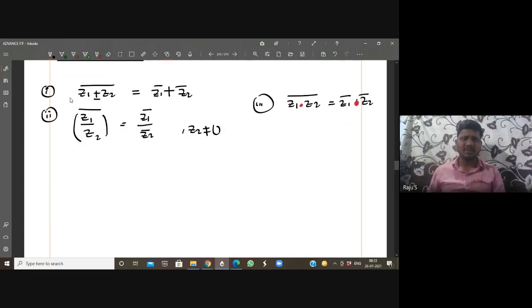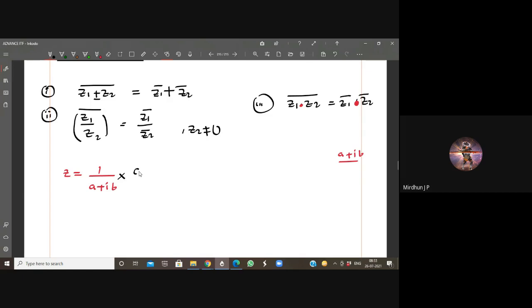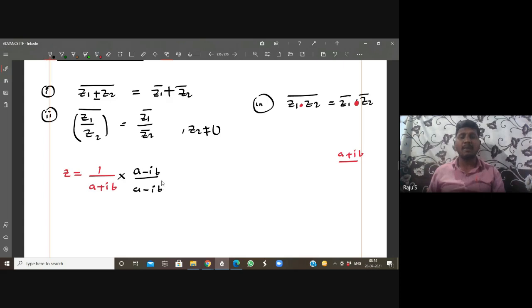Simple properties. For example, sometimes they may ask a complex number in the form z equal to 1 by a plus iota times b. Is it a standard form? No. Standard form always means a plus iota times b, not 1 by something. How can you change this into standard form? Multiply and divide with a minus iota times b. Nothing but you have to rationalize.